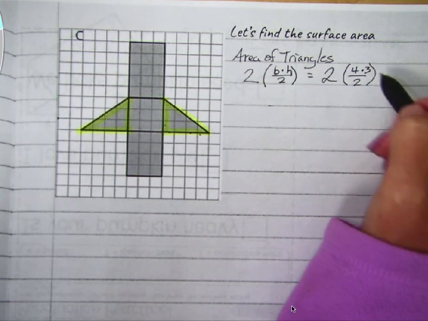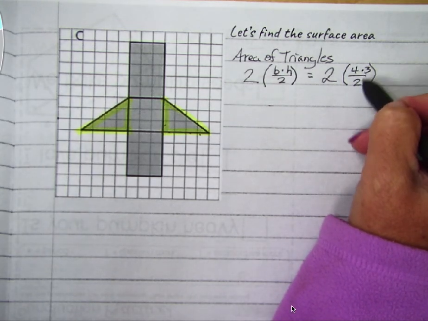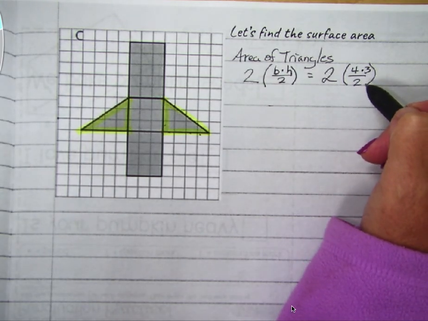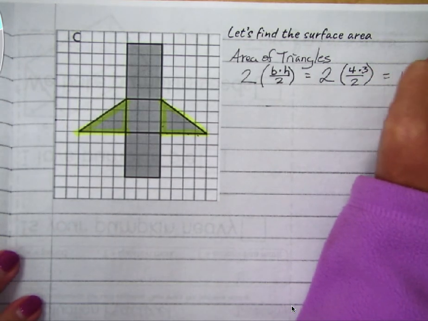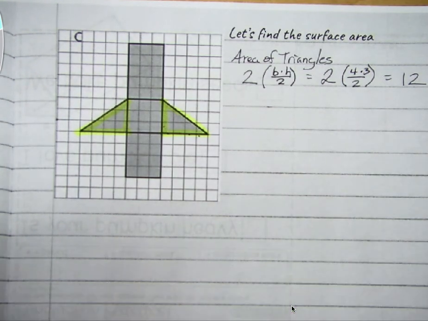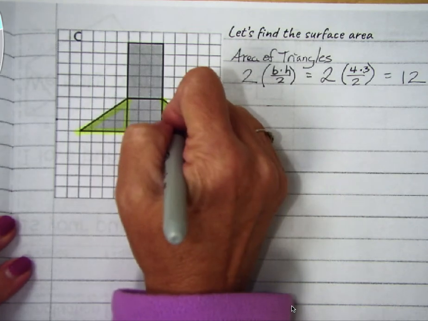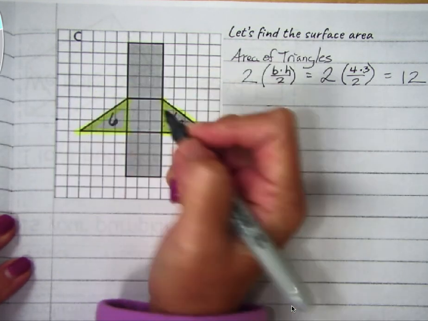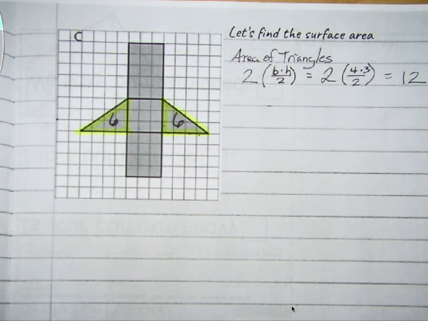Now I'm going to do the math. 4 times 3 is 12. 12 divided by 2 is 6. And 6 times 2 is 12. So the area of these two triangles is 12. So here's what I'm going to do. I'm going to put a 6 here and a 6 here. Okay? That'll just simplify things as we go through.